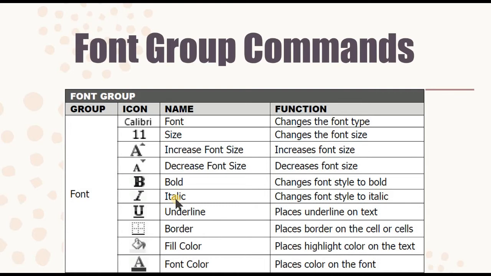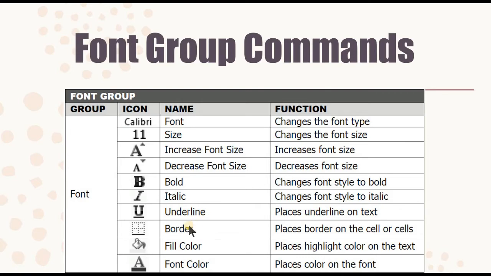Italic. When we use italic, it changes the font style to italic. Meaning, once you click the command italic, it will change the text into a slant position to the right. Tatagilid daw yung mga text natin papuntang kanan. That is italic. Next is underline, from the root word under, ibig sabihin sa ilalim, places underline on the text. Magkakaroon daw ng guhit sa ilalim ng text.